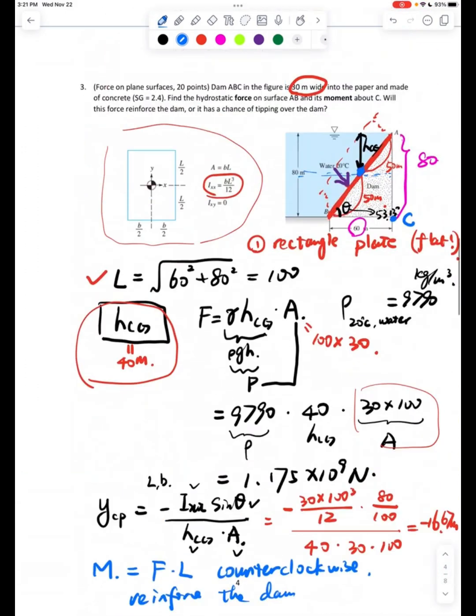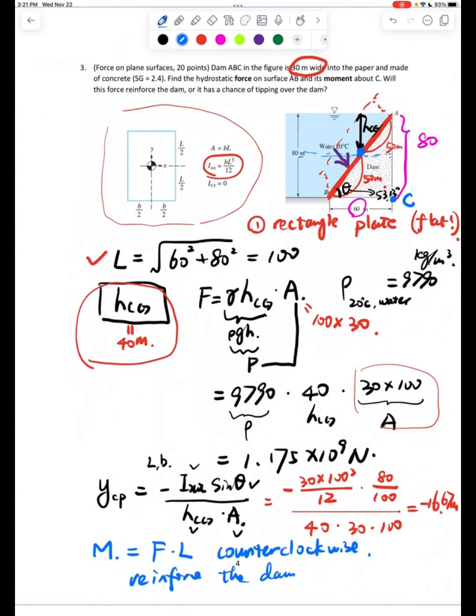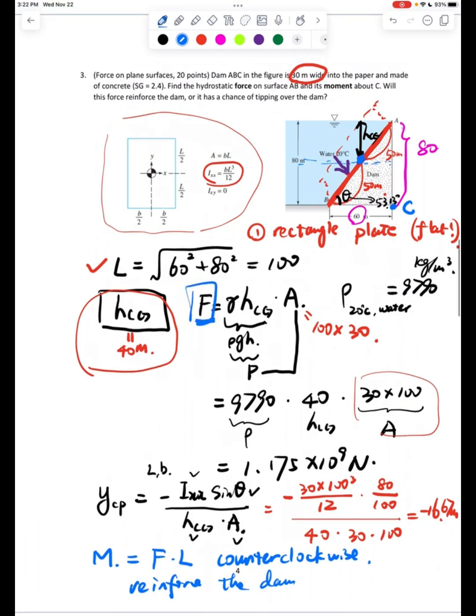So this F we have calculated before, it's this F. And the L, what's the L? The L is this line, right?